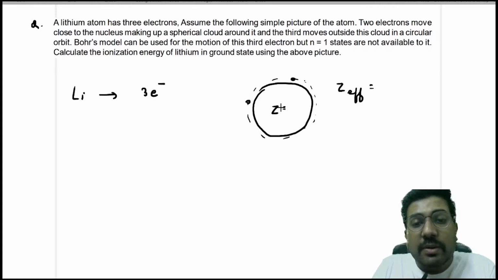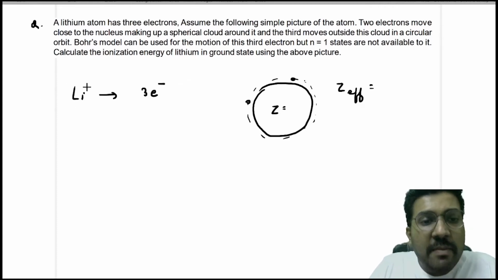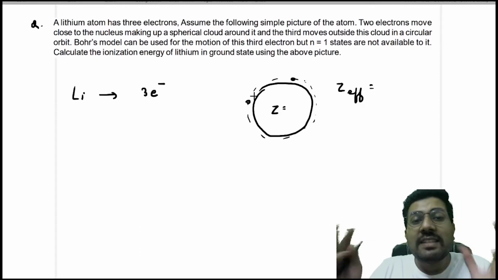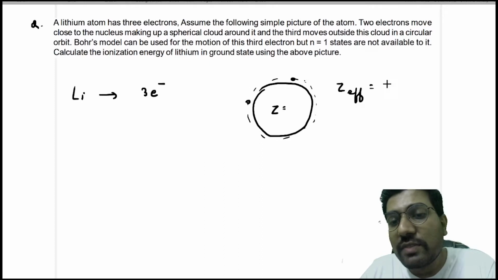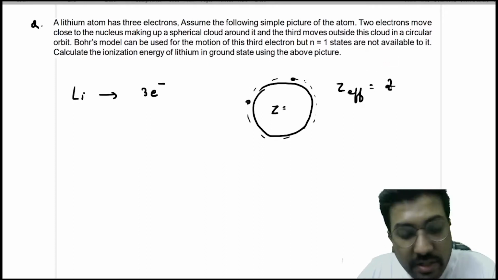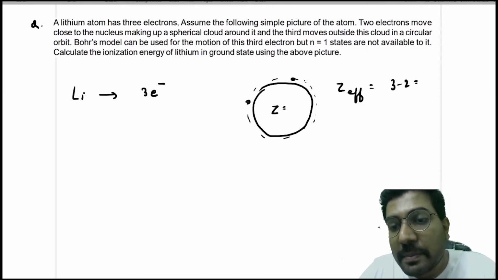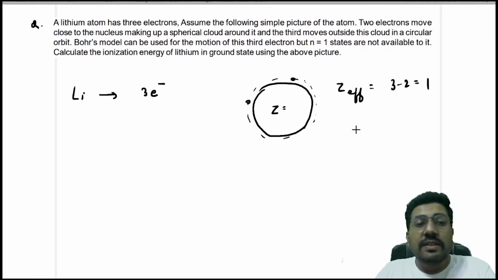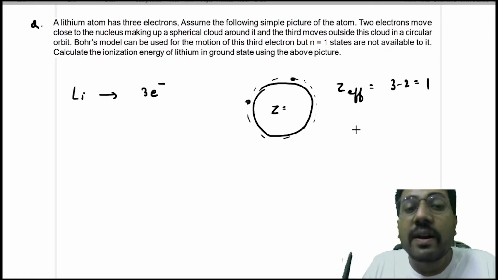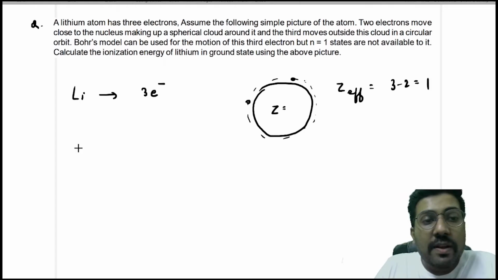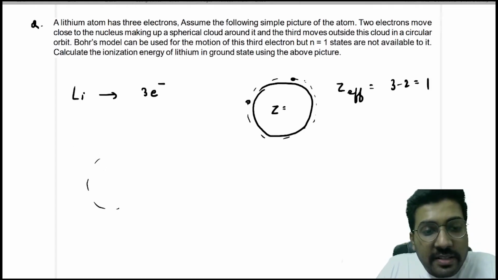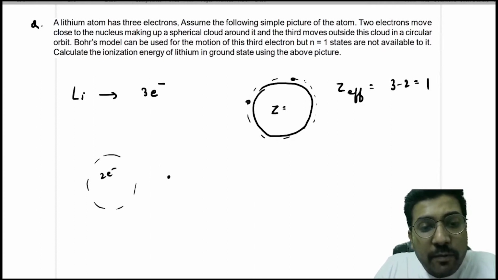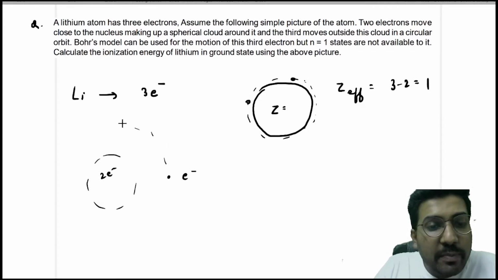Okay, now in this case lithium atom has 3 protons, so 3 positive charge, but there are 2 electrons also forming this electron cloud. So in that case you will say that Z effective is equal to 3 minus 2, and that is equal to 1. Okay, so in this case the Z effective is actually 1 and not 3. Now there is one more electron and it is revolving. So here 2 electrons have come inside near the nucleus and 1 electron is revolving. So this is a hypothetical picture.